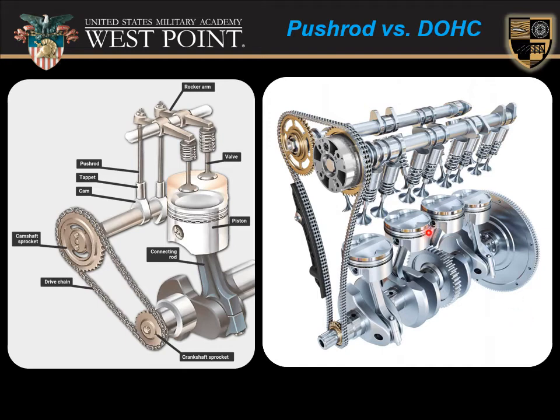To reduce some of the complexity of the machining of the cam, typically in a 4-valve per cylinder engine, you will have 2 overhead camshafts, 1 for intake, 1 for exhaust. That can be changed depending on your needs.